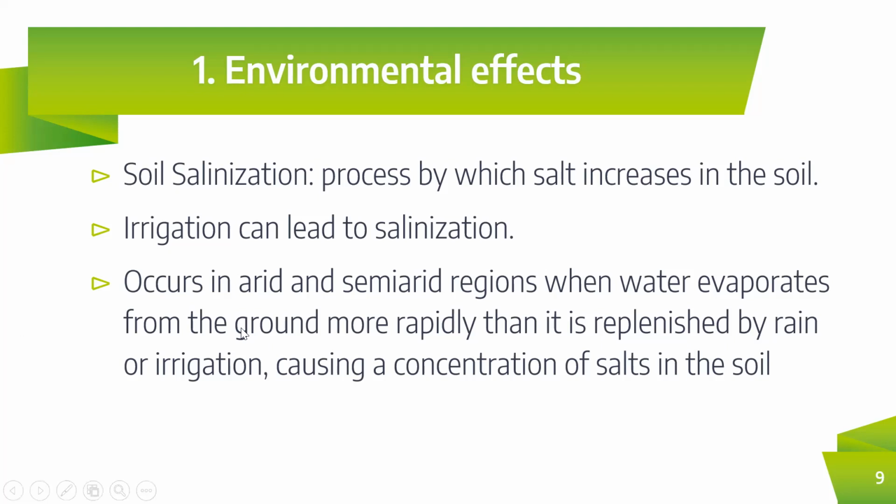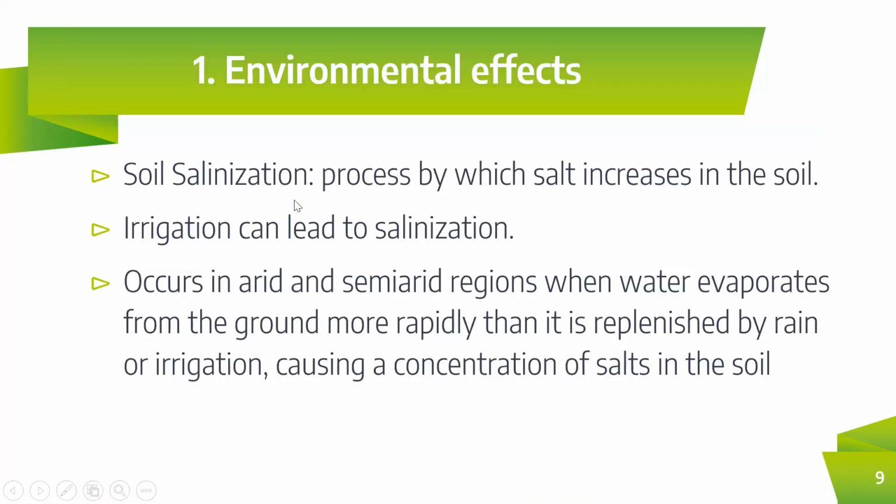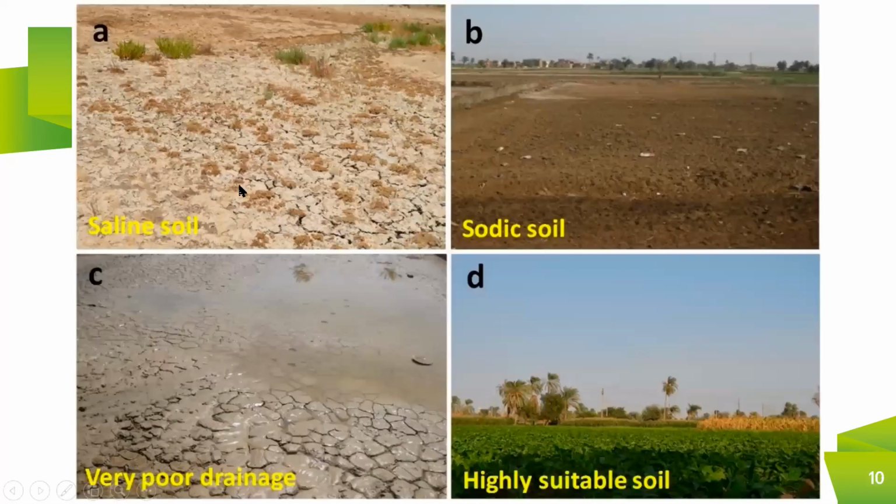Soil salinization mainly occurs in arid and semi-arid regions, when water evaporates from the ground more rapidly and then is replenished by rain or irrigation. So you can see soil at its various points, and we can see what soil looks like when it's, I believe the word is, salinated.